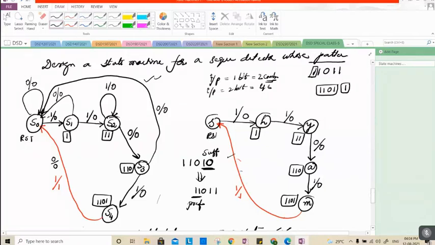This is reset. This is 0 by 0. And from which it will move here. This is 1 by 0. From here.